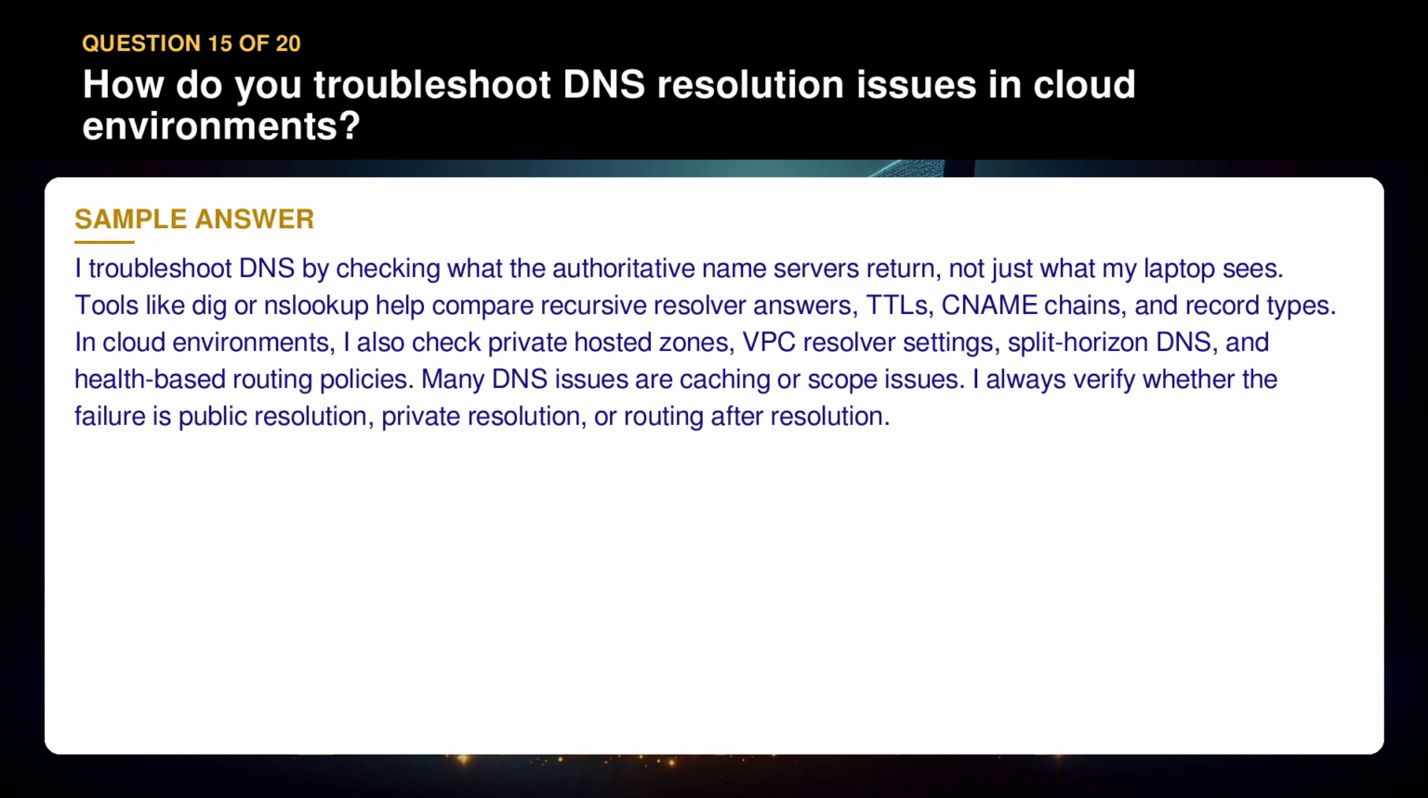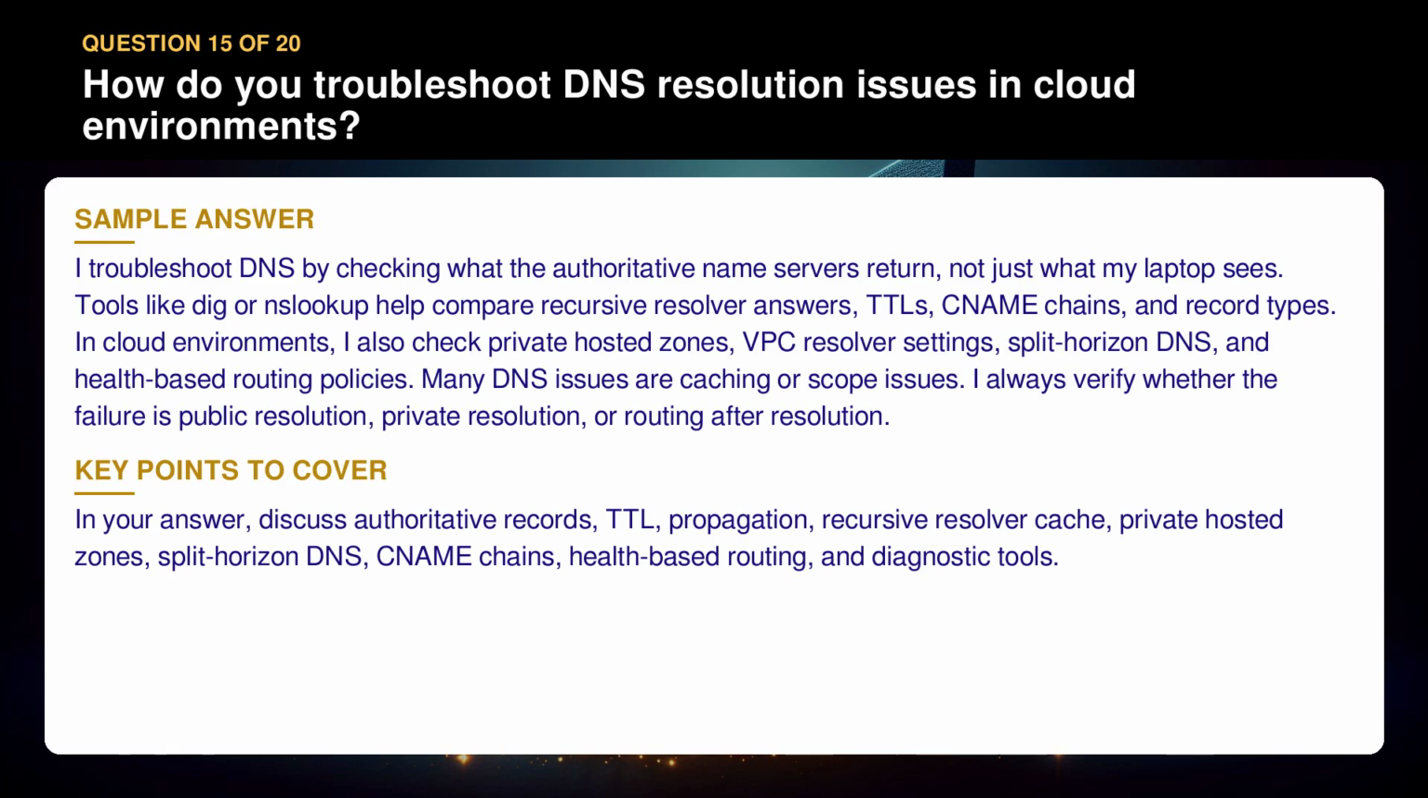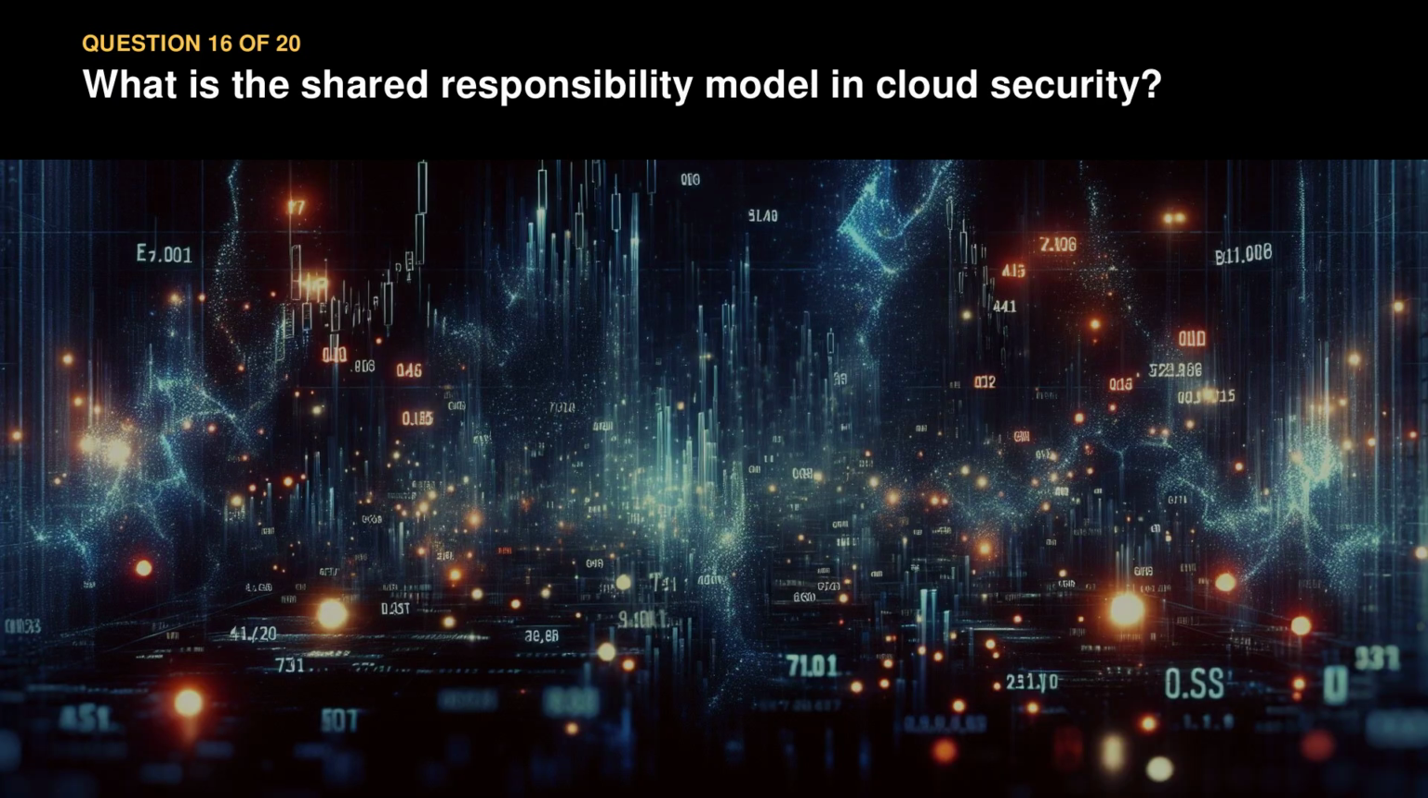Many DNS issues are caching or scope issues. I always verify whether the failure is public resolution, private resolution, or routing after resolution. In your answer, discuss authoritative records, TTL, propagation, recursive resolver cache, private hosted zones, split horizon DNS, CNAME chains, health-based routing, and diagnostic tools.